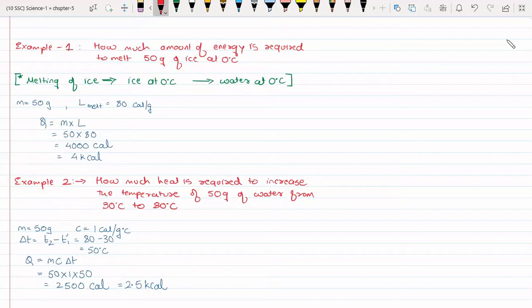Okay, so we have 2 examples, students. Example 1 is only melting, change of state. We are using formula Q equal to ml. The second example is same state, change of temperature. We are using Q equal to mc delta T.